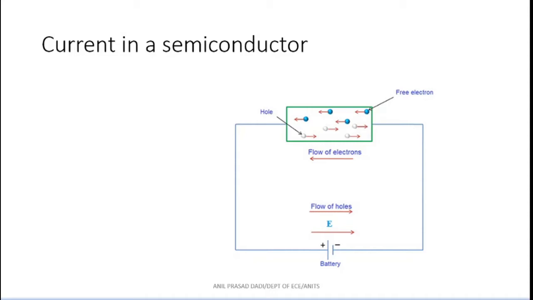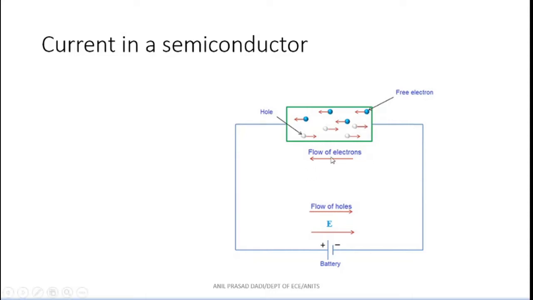Why? Because if holes are moving from left to right, electrons are moving from right to left. So if my electrons are moving from right to left, the current due to these electrons will be from left to right or right to left? Current due to the electrons is always in the direction opposite to the motion of the electrons. You might have learned long back. So my current due to the electrons will be from left to right.